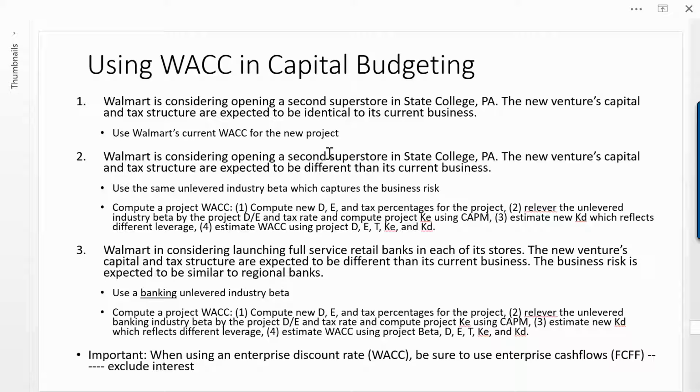Now, if Walmart's going to open up another store in State College, however, it's now shifting its D/E structure, its D/E ratio. We call that the capital structure, the percentage of debt and equity in financing.